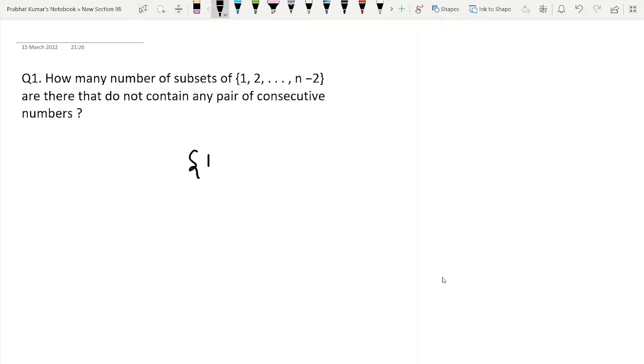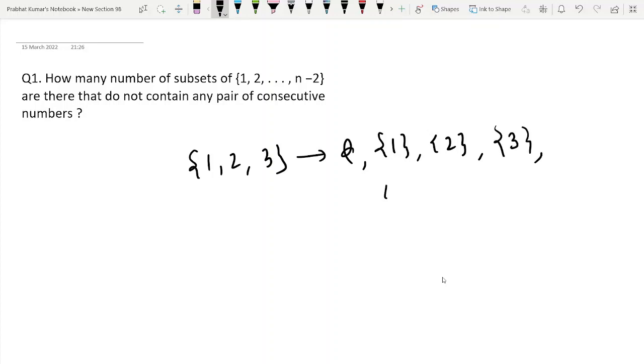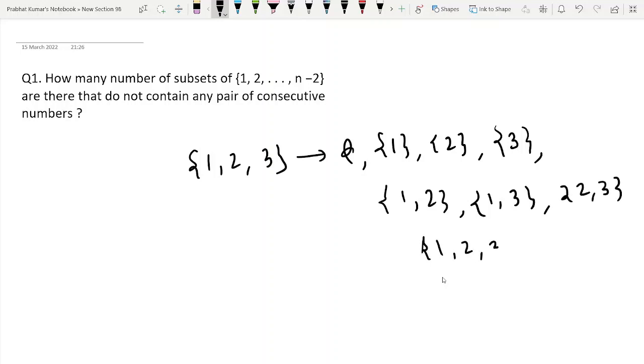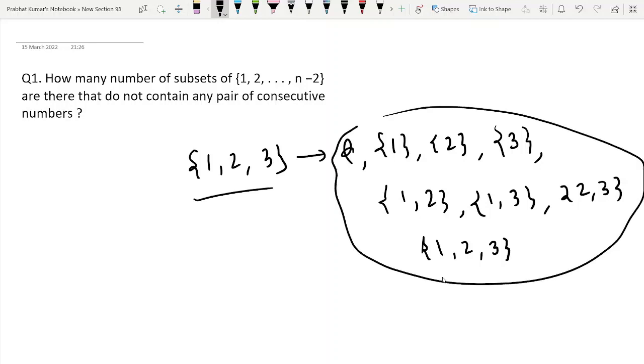Basically, if there is a set 1, 2, 3, its subsets can be the empty set, single-number sets, also called singleton sets, or 1 2, and 1 3, or 2 3, or the whole set 1 2 3. These are all the subsets of 1 2 3. We are asked to find some specific subsets that do not contain any pair of consecutive numbers.